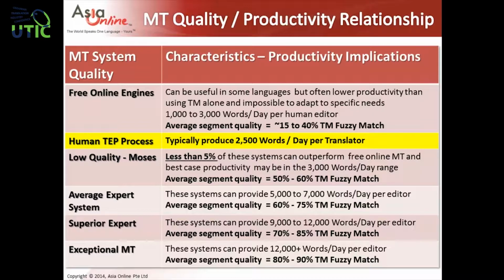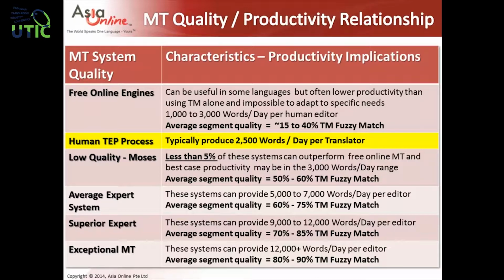And so, a free online engine will give you, on average, when you send 1,000 sentences through, maybe 15% to 40% of them that are usable, that look like a fuzzy match. With a low quality Moses system, and we should understand that less than 5% of these systems can outperform the free engines, most times the Google or the Microsoft system is going to do better than most Moses systems that are built. So there's really no point to building the Moses system if you can get better quality from the free online system.